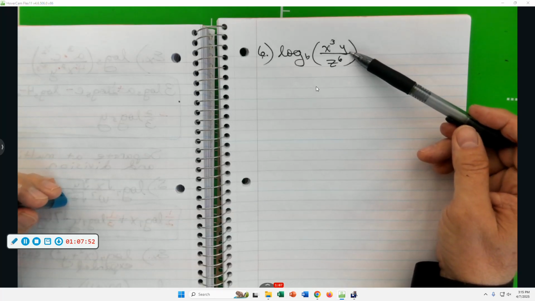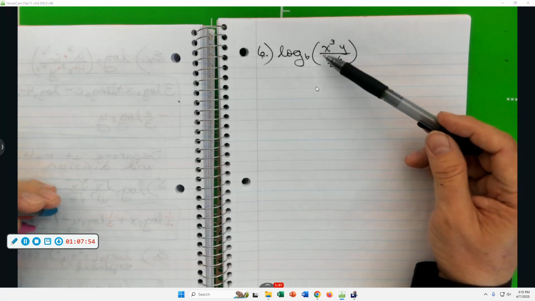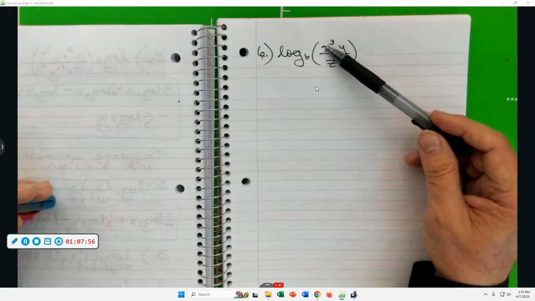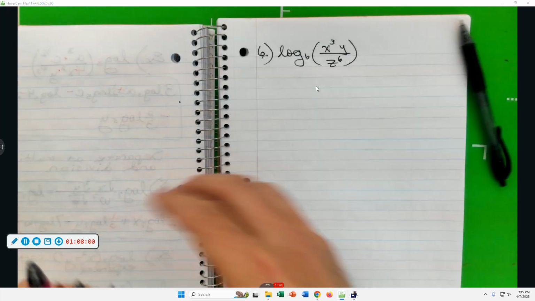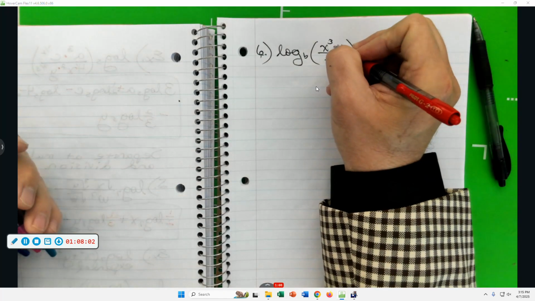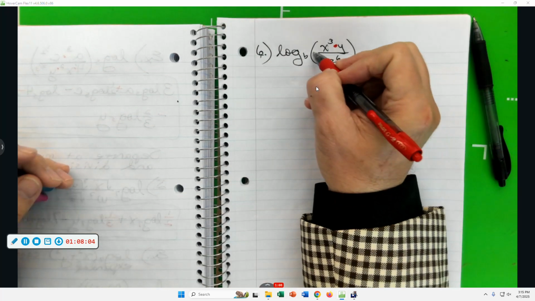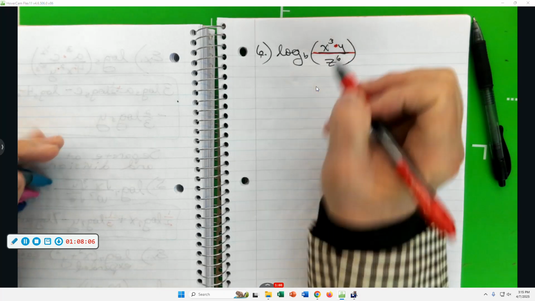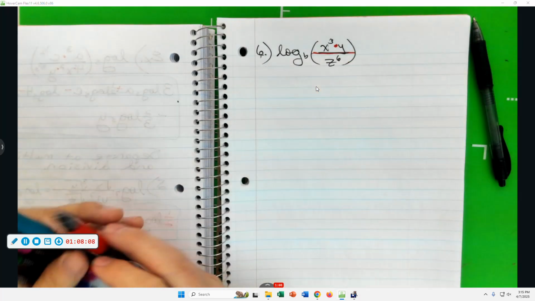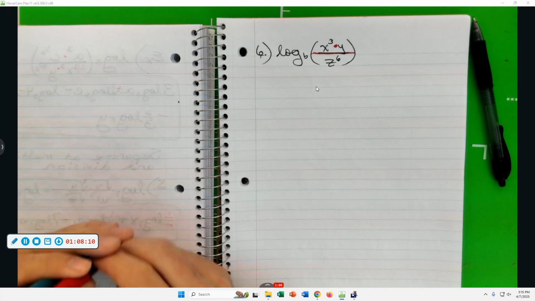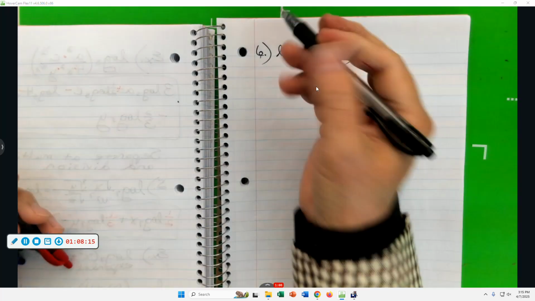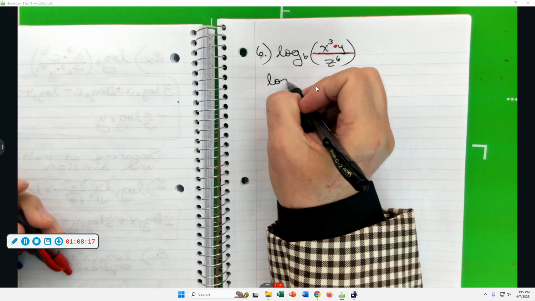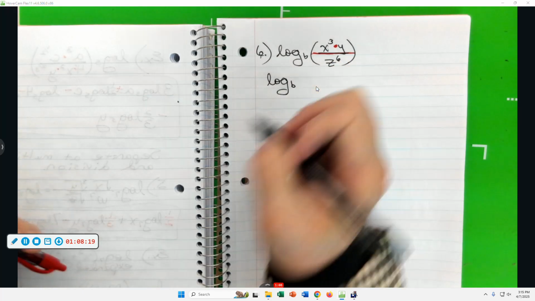A fraction bar. How many distinct factors do we have on top? 2 x cubed times y. Then divided by, how many distinct factors do we have on bottom? 1. So 2 plus 1, that means we need 3 logarithms. Call it out. There's log base b.